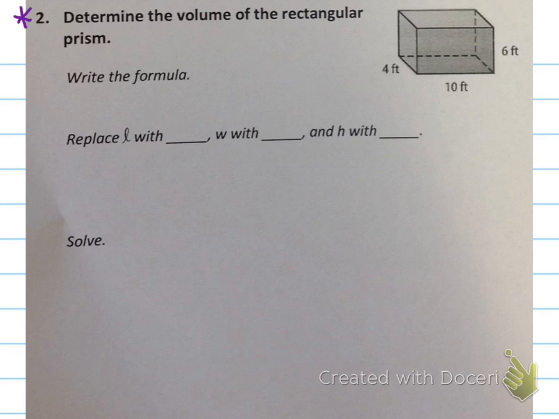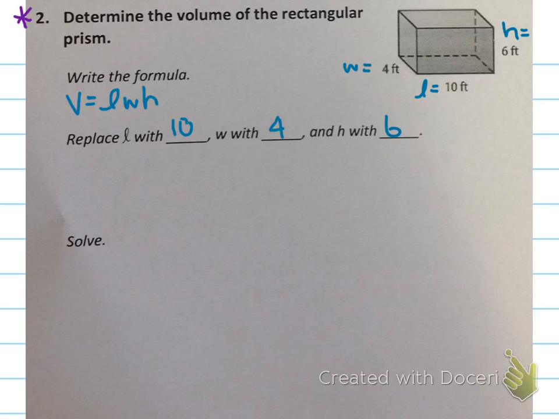Determine the volume of the rectangular prism. Again, first thing we need to do is write the formula, length times width times height, and we need to label the length, the width, and the height on our prism. Remember, length is from side to side on the front, the width goes from front to back, and the height is vertical, up and down. So we can replace the l with 10, the w with 4, and the h with 6. From this point on, I want you to go ahead and do this on your own, and we will check in class tomorrow.